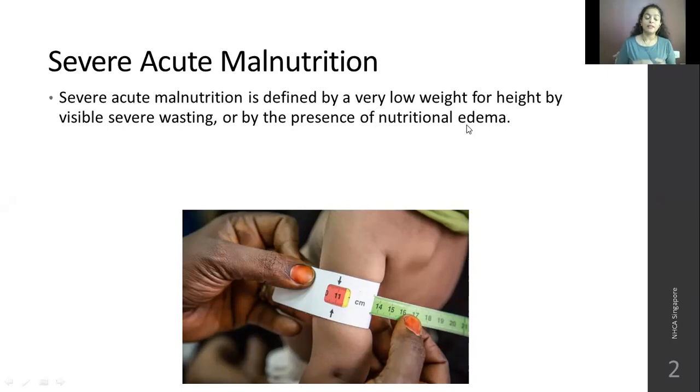Along with that, there is severe muscle wasting. There is a loss of lean mass from the body. Okay, and in some cases they have edema, overall edema, and we call it kwashiorkor. And when they do not have edema, it is marasmus. Okay, we'll see that later.